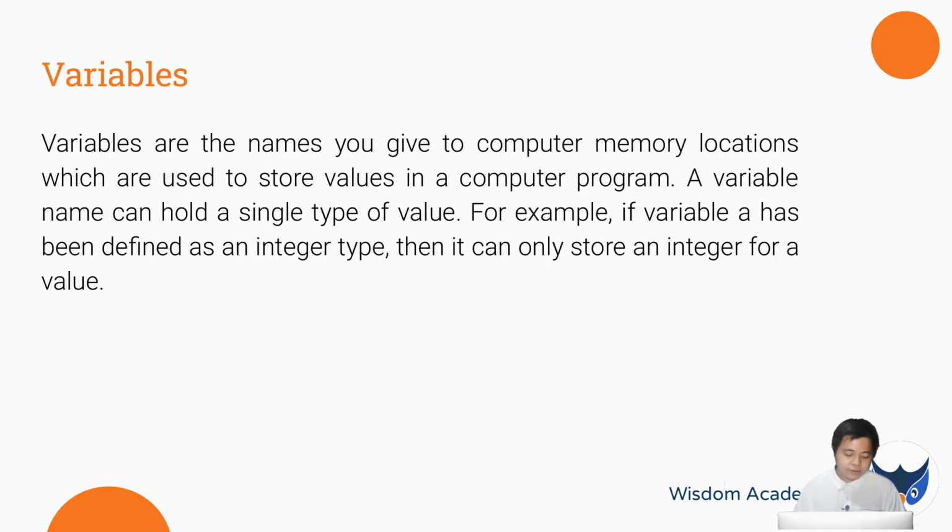Next, variables. Variables are the names you give to computer memory locations which are used to store values in a computer program. A variable name can hold a single type of value. For example, if variable A has been defined as an integer type, then it can only store an integer for a value. So, a variable is basically a container of values. One thing we should take note of is that whatever data type you set at the start of your program, at the start of your coding, will be its data type all throughout your program. So, as in the example, if it is originally an integer, then in the end it should still be an integer, because you can't perform, for example, a character operation on an integer variable.